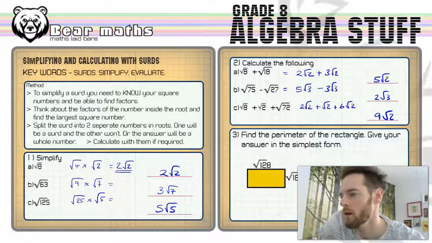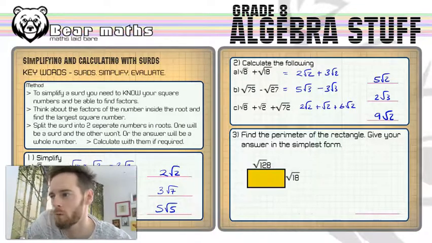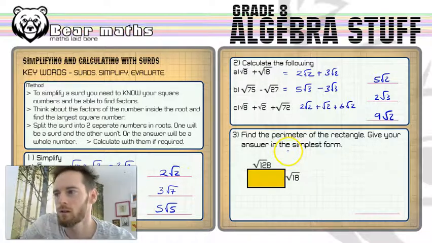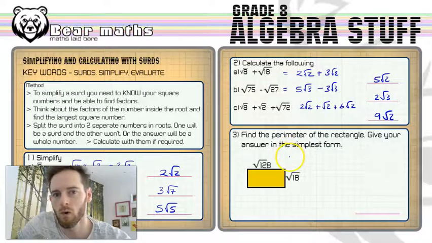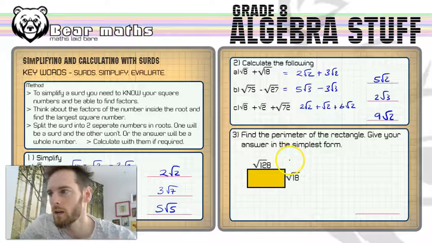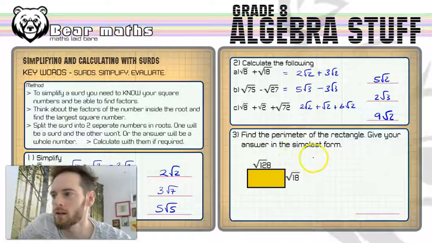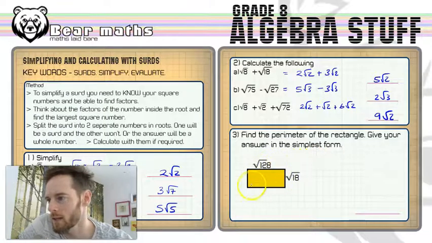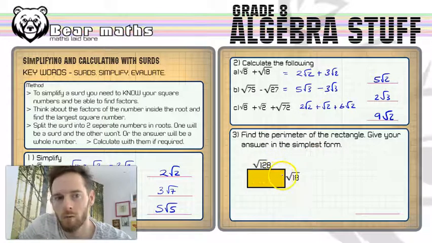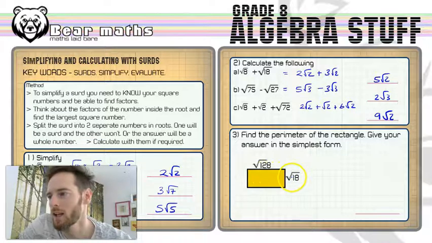Right, moving myself over, you will see there is a contextual problem here, as I always attempt to do for you in question 3, or your AO3 style question. Find the perimeter of the rectangle, give your answer in the simplest of forms. So the perimeter is the distance around the outside, as we all know at this level. If we're working on grade 8 maths, we should all know that. Now we've got to simplify root 128 and root 18.